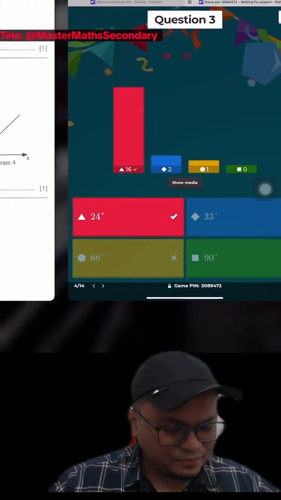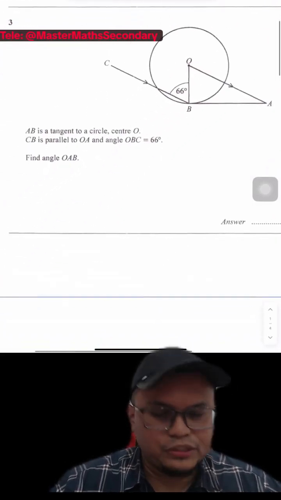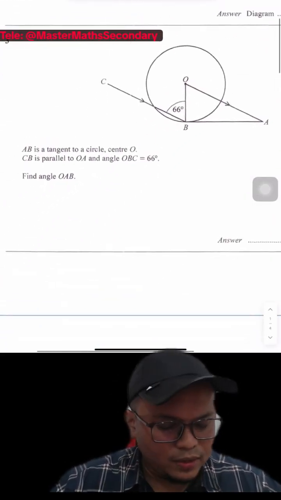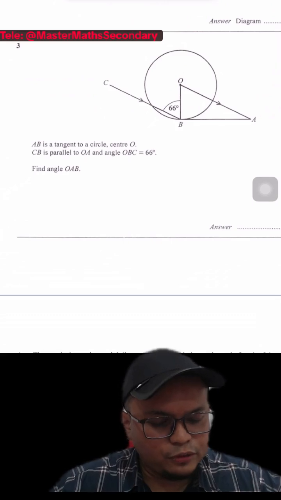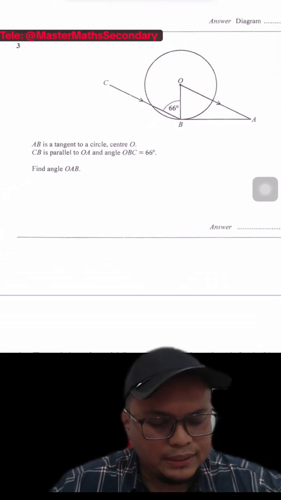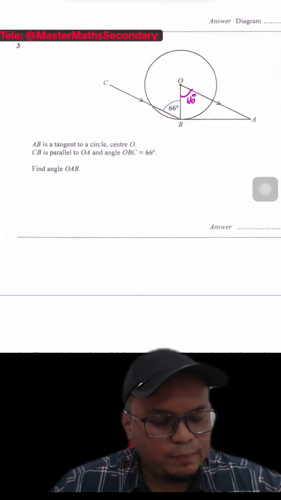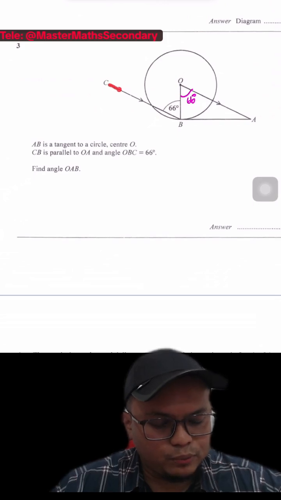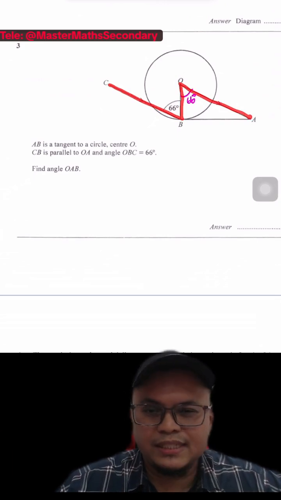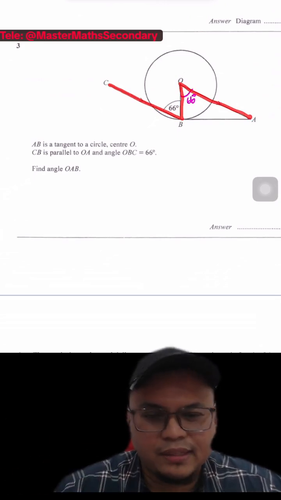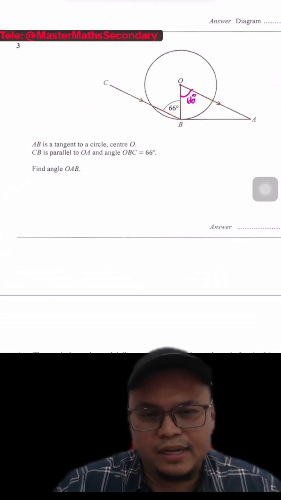For this question, part question 3, what we know is that these two lines are parallel. Therefore, using the alternate angle property, I can say that this angle is also 66 degrees. Why? Because of the alternate angle property, we have this line parallel with OA. So using the Z or N shape, depending on how you look at it, these two angles are the same based on the alternate angle property.